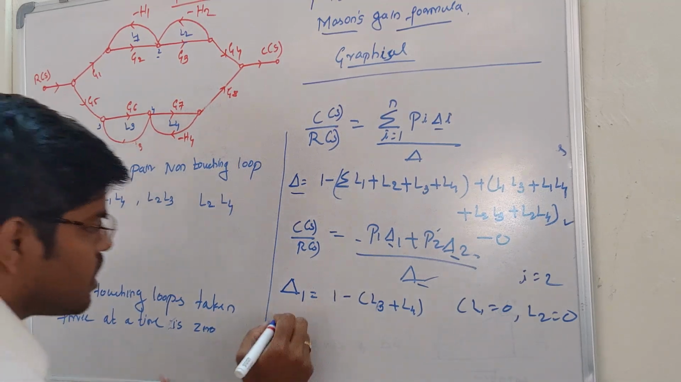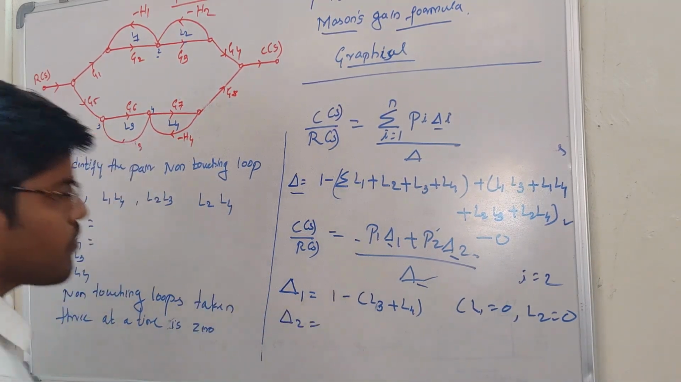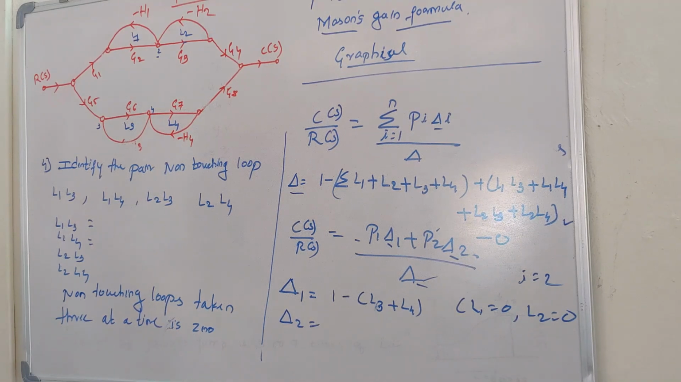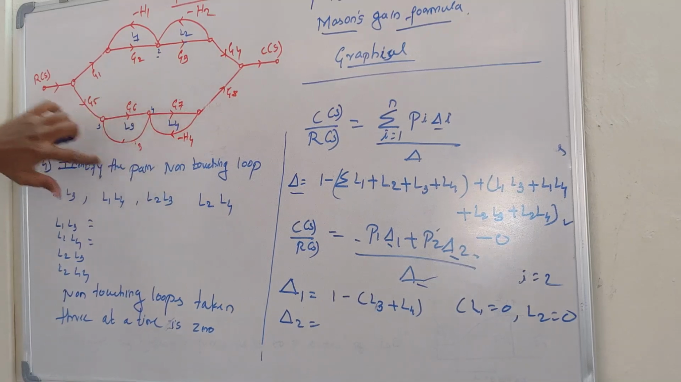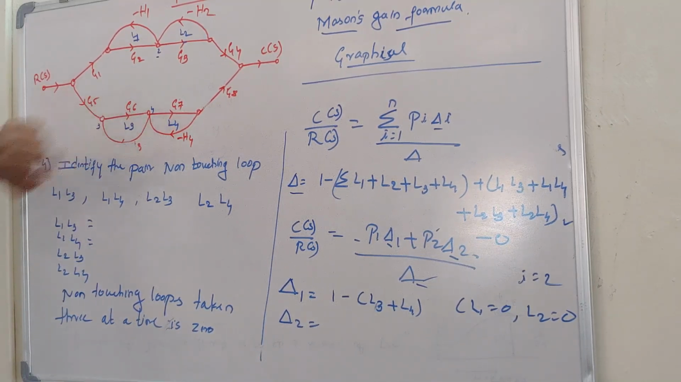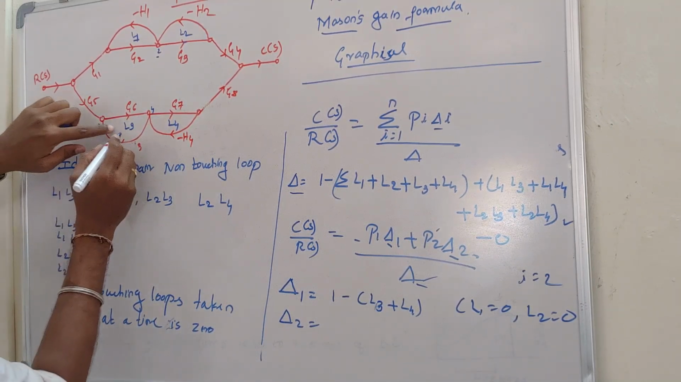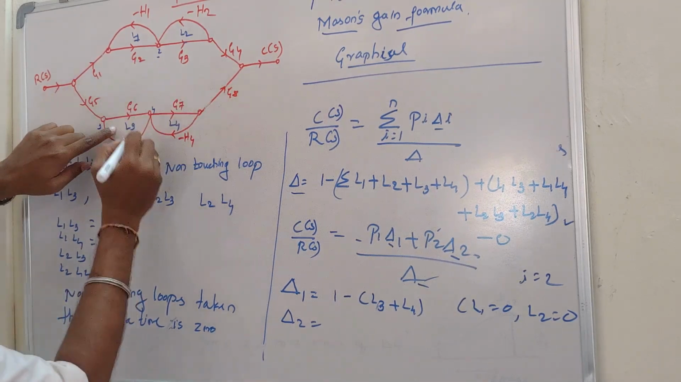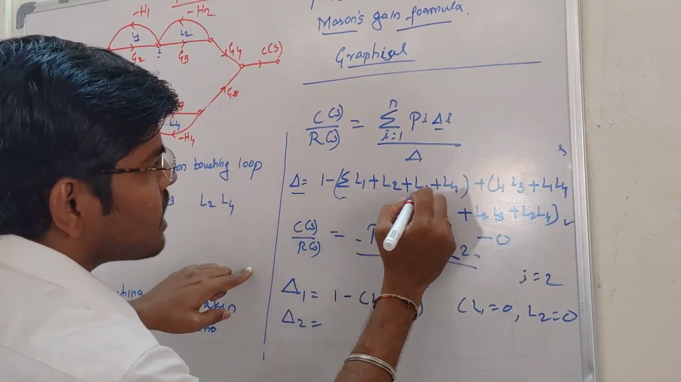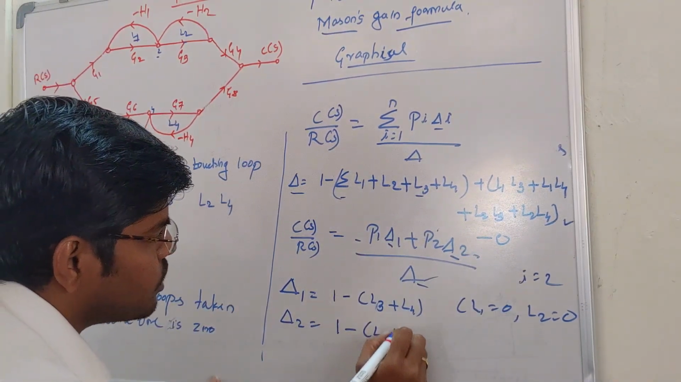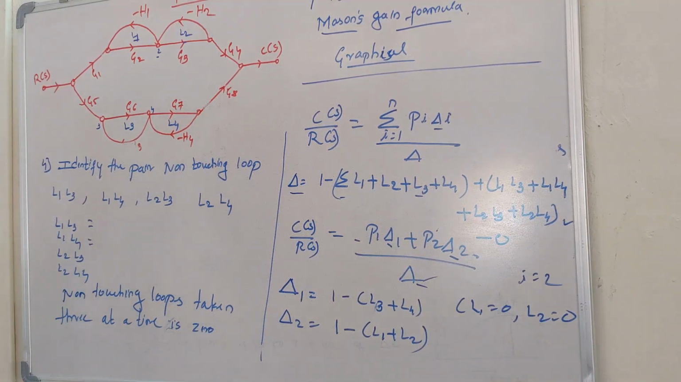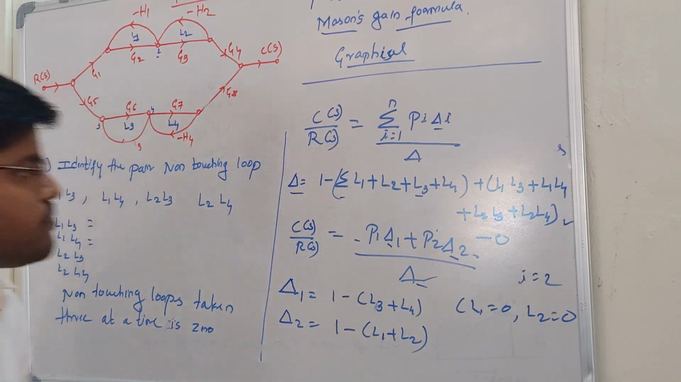Second is to find the value of delta 2. Look at the second forward path. The second forward path is the combination of G5, G6, G7, G8. So eliminate the loops in the determinant that touch the second forward path. In the second forward path, the loops L3, L4 are touching. So eliminate these two loops in the determinant. Once you make L3, L4 equal to 0, the value of delta 2 is 1 minus L1 plus L2. This is how, by eliminating the loop gains in the determinant of the signal flow graph, we can find the respective delta 1 and delta 2.